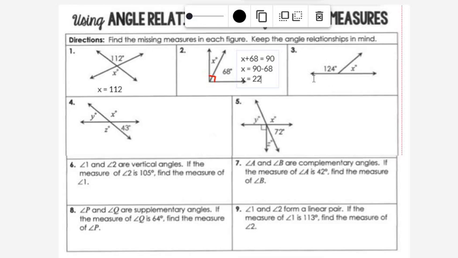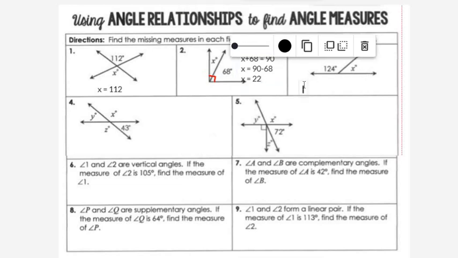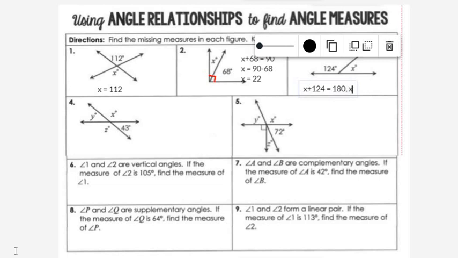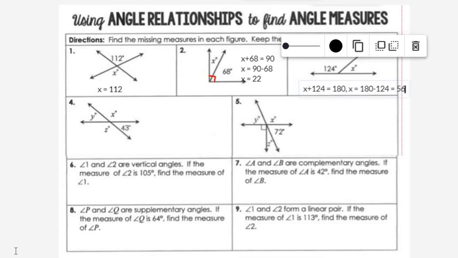And then number 3, this is a case of linear pair, or you can also call them supplementary angles. So x plus 124 is 180 degrees. And so x must be 180 minus 124, and that will be 56.